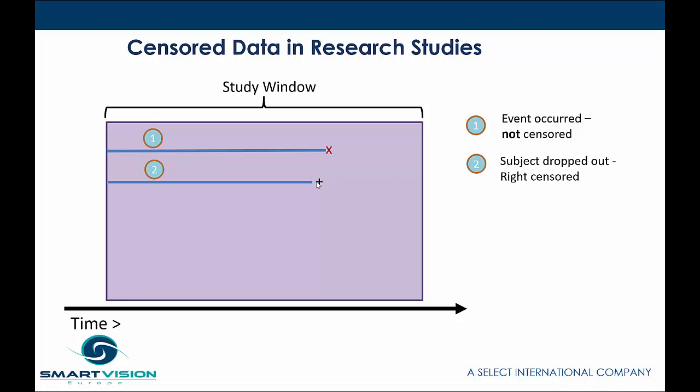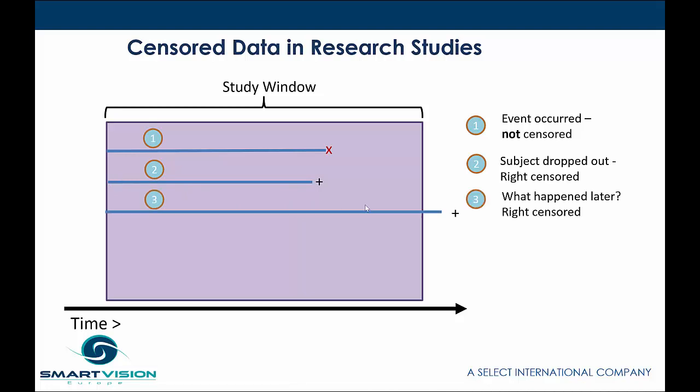A censored value is often denoted with a little cross, and this means that they've dropped out. We don't know if the event ever occurred, or if it did occur, when it occurred. This is known as right censored data because it's happening on the right hand side of the scale, not the left hand side.